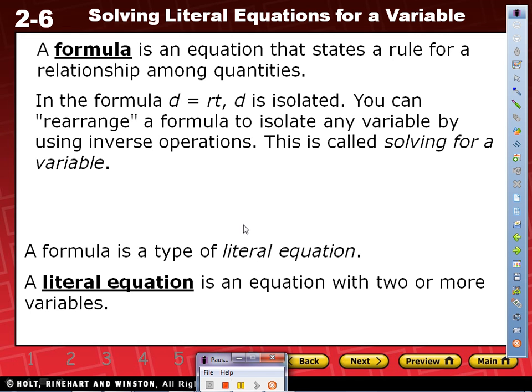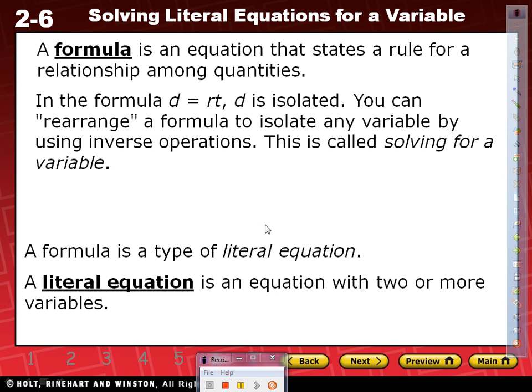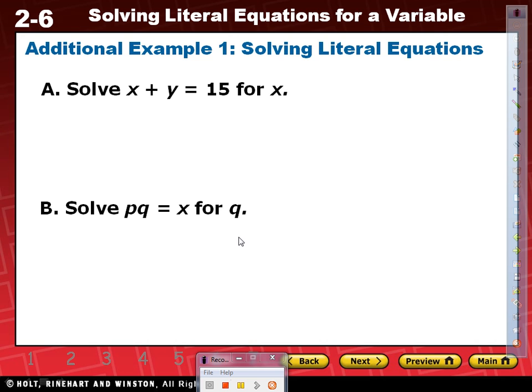All right, here we go. So, copy this down and copy them side by side. Example 1A and 1B. If it doesn't fit underneath the steps, then copy this in the back. Example 1A and 1B, and it says, solve x plus y equals 15 for x. And the other one is solve pq equals x for q. Copy those, please, and then we'll do these together.